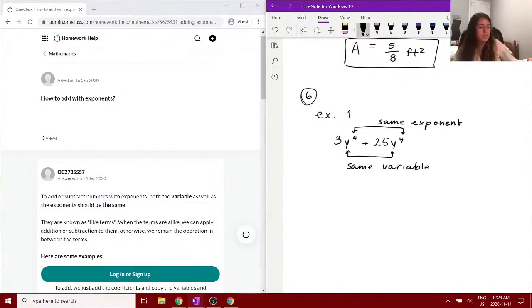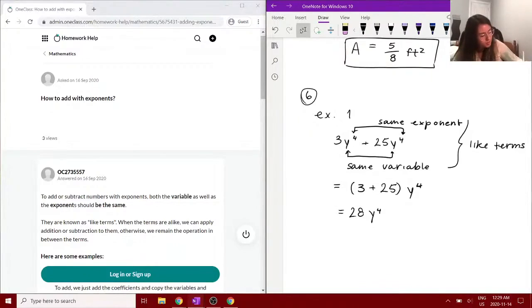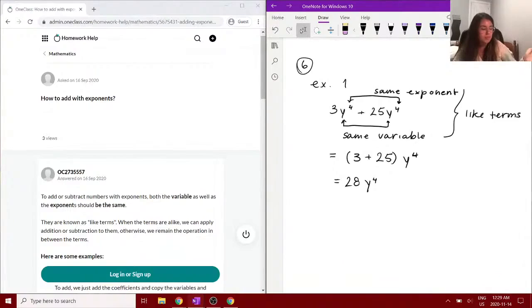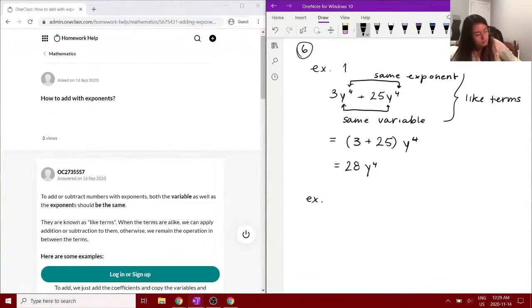Since we have the same exponent and the same variable, they are like terms. Therefore, we can add them. So let's just add the coefficients in front of these variables. We have 3 plus 25, and then leave the exponent and variable the same. And we get 28y to the 4. So as you can see, when they have the same exponent and same variable, they are like terms, and therefore you can add.